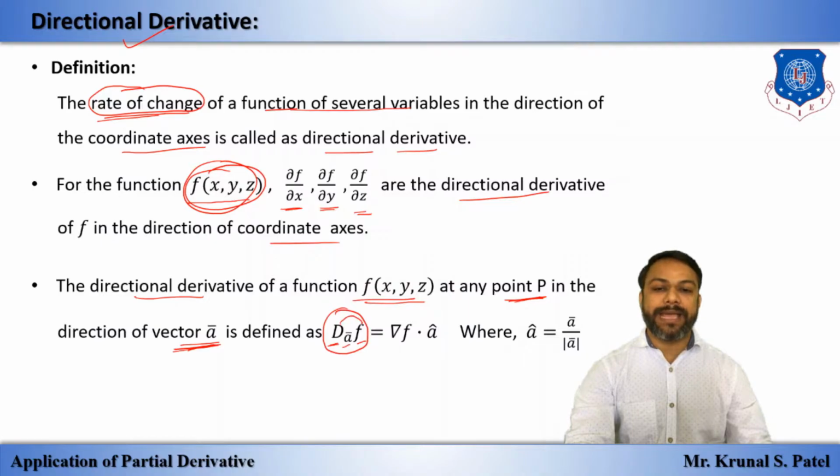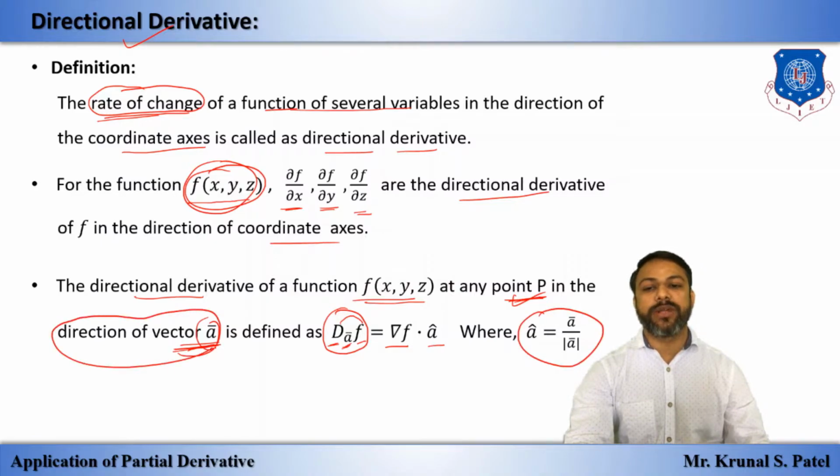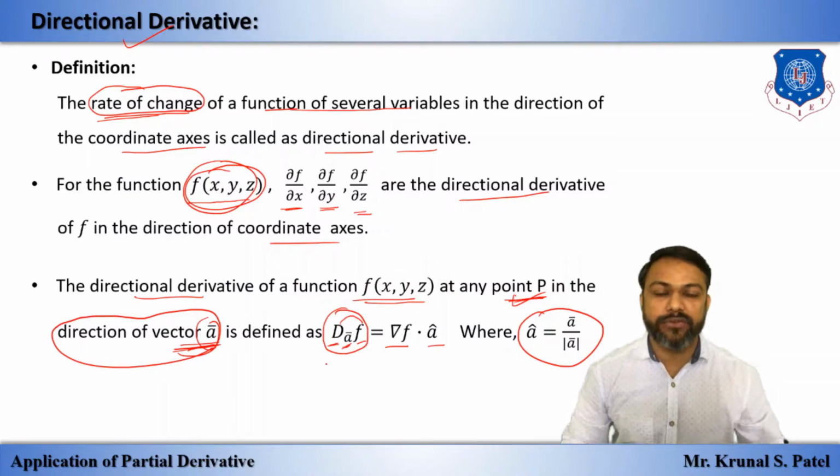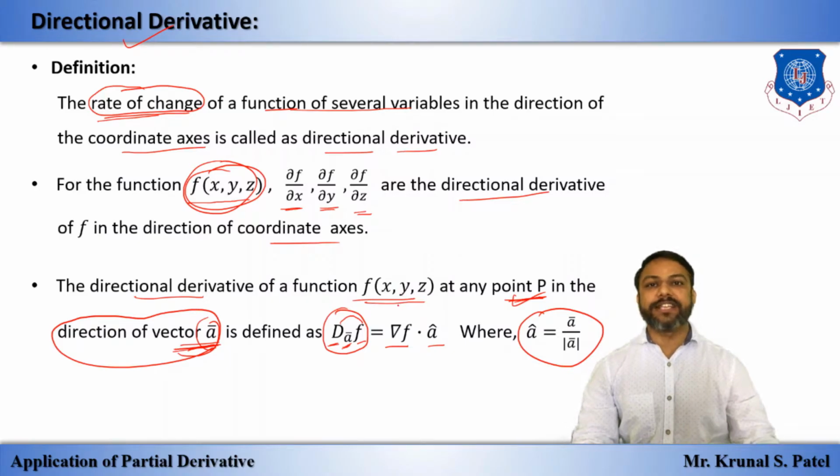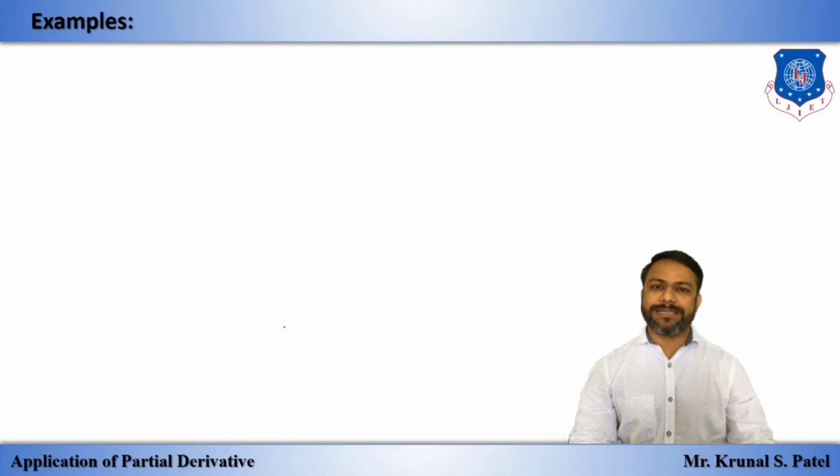Directional derivative of f in the direction of vector a is equal to del f, that means gradient f at the given point, into a cap, that means the unit vector in the given direction. So to find the directional derivative you have to find two things. One is the gradient at the given point and second is the unit vector in the given direction. Okay, so let's understand the directional derivative with one simple example.